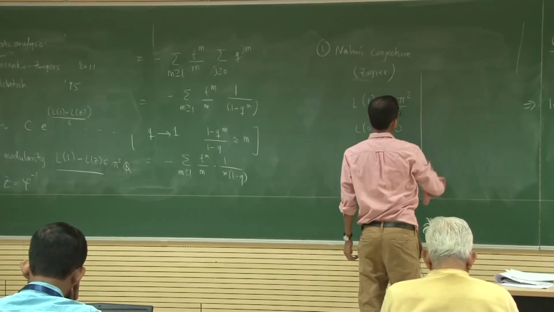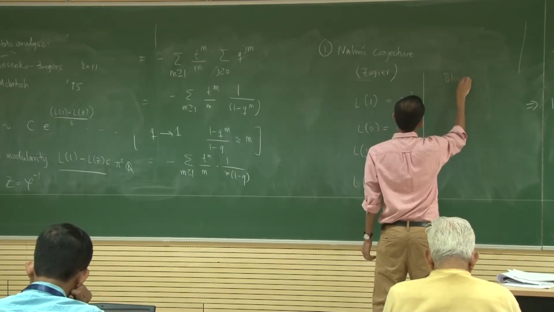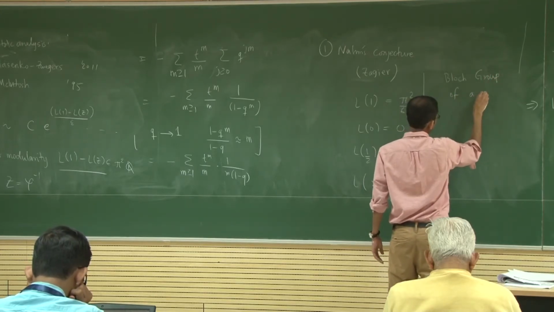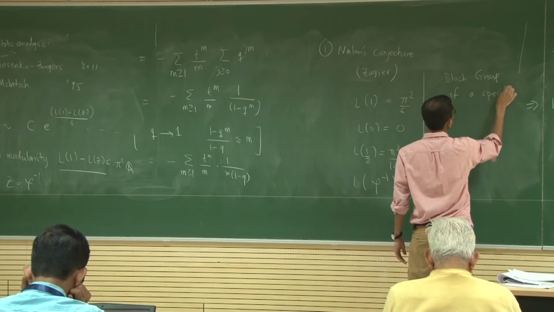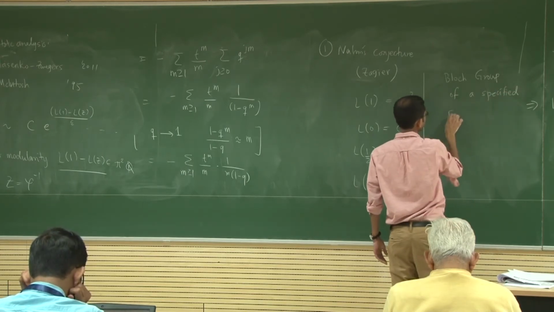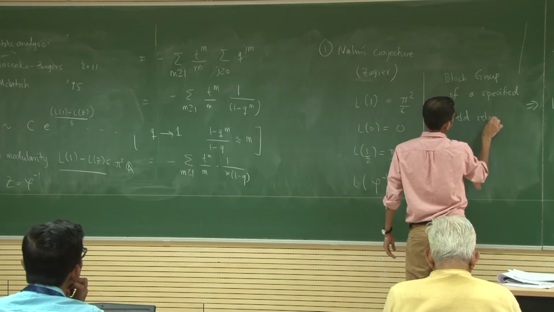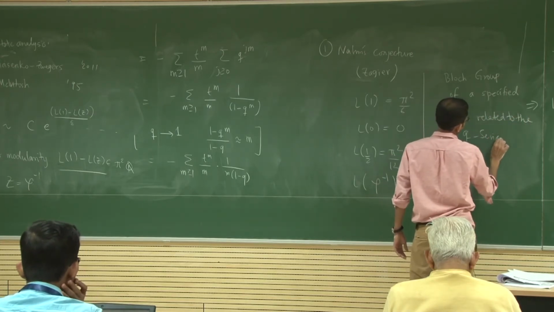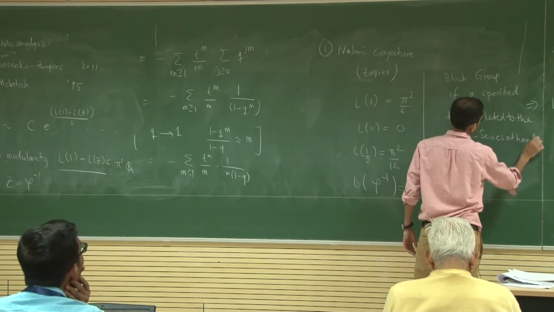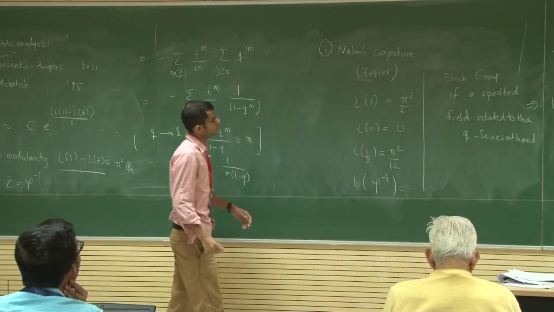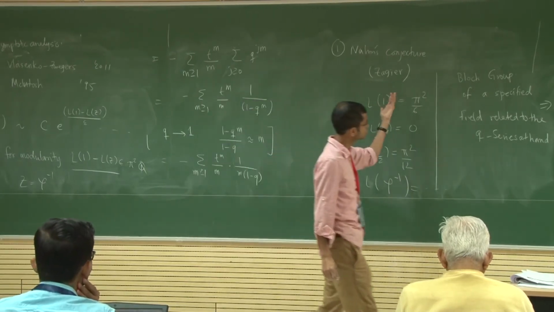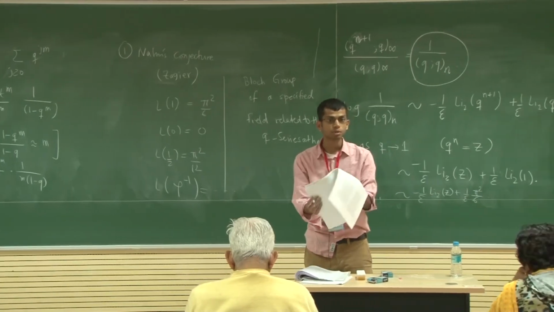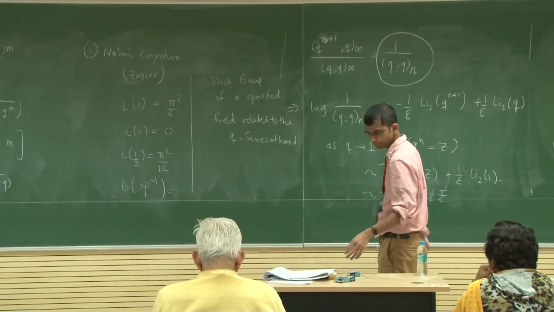So he formulates it in terms of the Bloch group of a specific field that is related to the Q series. And the Bloch group precisely captures these functional equations of the dilogarithm. So you can read about that in the last section of this paper. Okay, so that's what Nahm's conjecture is.